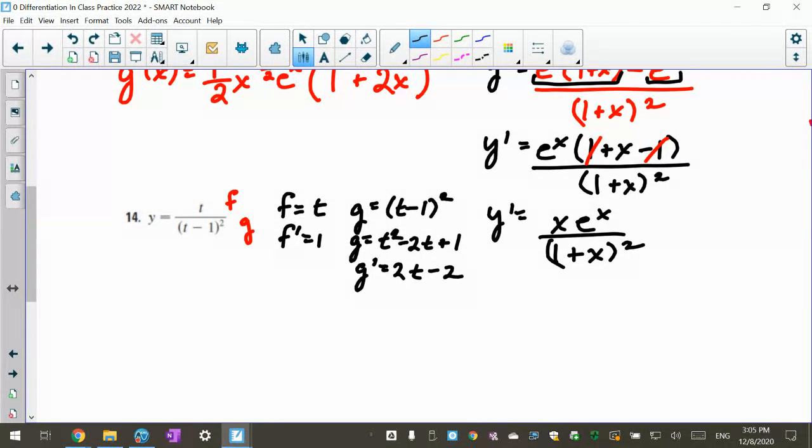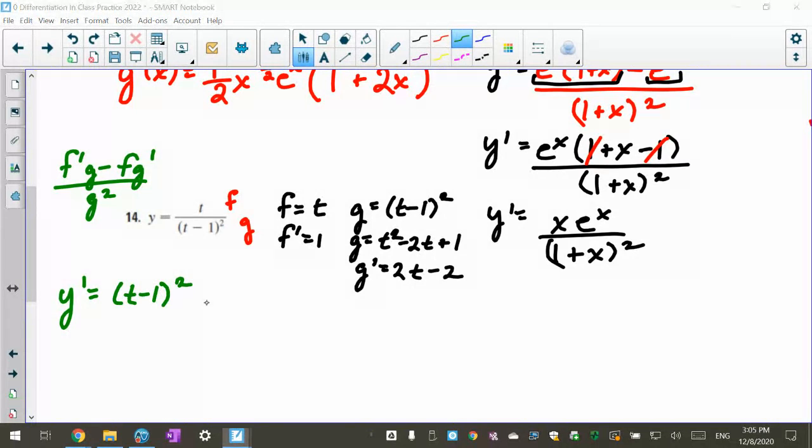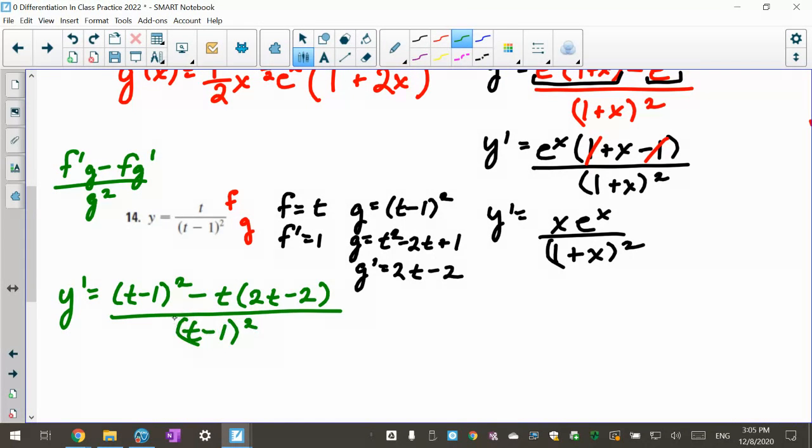Now I'm going to go ahead and set this up. So I have y prime. Remember, it's the same thing. It's quotient rule. So it's f prime g minus f g prime all over g squared. So I just wanted to put that really quickly. So I'm going to plug it in. So f prime g, so I have t minus 1 squared. And there's a reason why I'm doing this. Minus f g prime. So I have minus t times 2t minus 2 all over g squared. So I have t minus 1 squared squared, right?